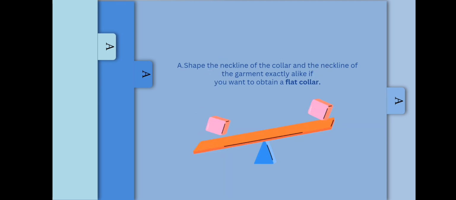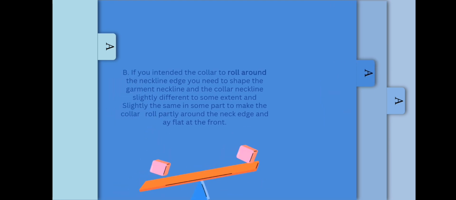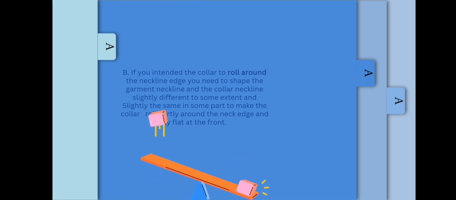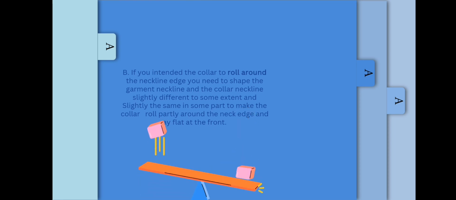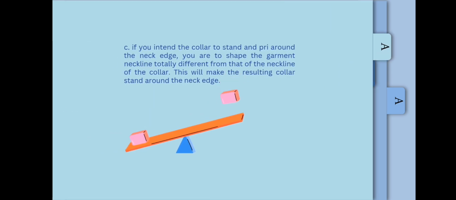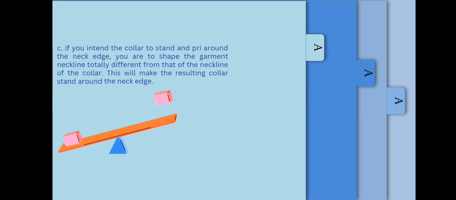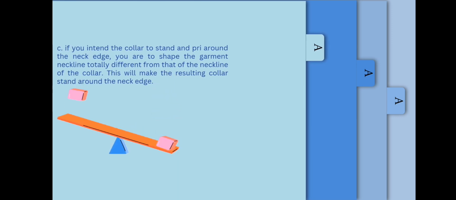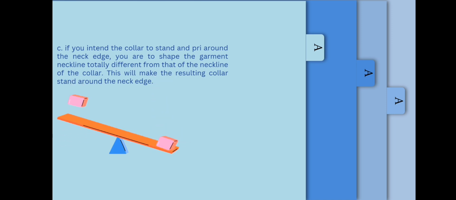If you want to obtain a roll collar, you need to shape the garment neckline and the collar neckline slightly different to some extent and slightly the same in some part, to make the collar roll partly around the neck edge and lay flat at the front. And for the last, if you want to obtain a standing collar, you are to shape the garment neckline totally different from that of the neckline of the collar. This will make the resulting collar stand around the neck edge.